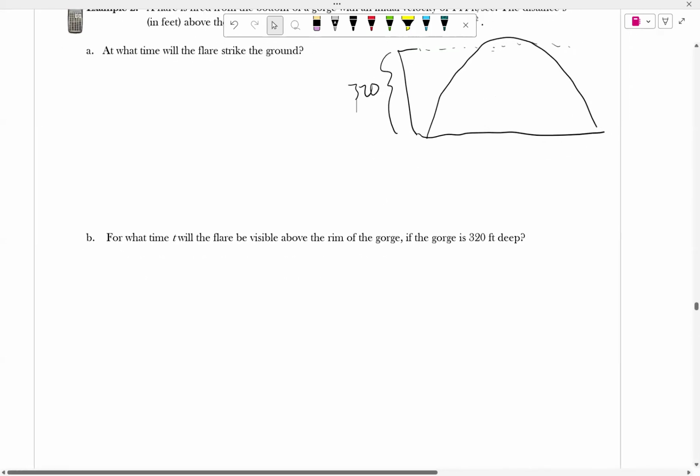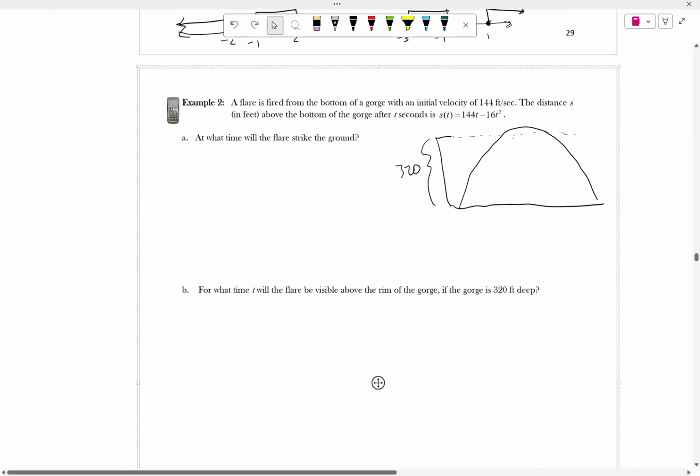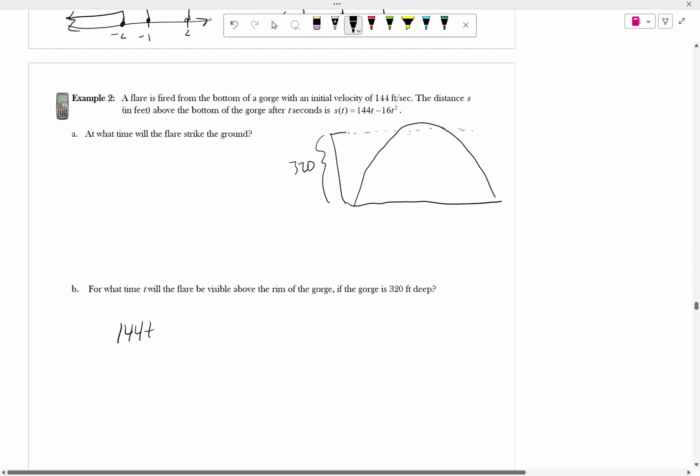For B, let's do this without a calculator. How would I set this even up? Without a calculator, how would I do this? Take the parabola, which is 144t minus 16t squared. We're going to take this parabola and figure out when it is, with relation to the 320, greater than. It says greater than, so I think it can't be equal to.